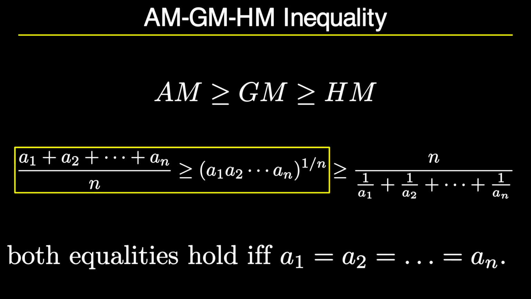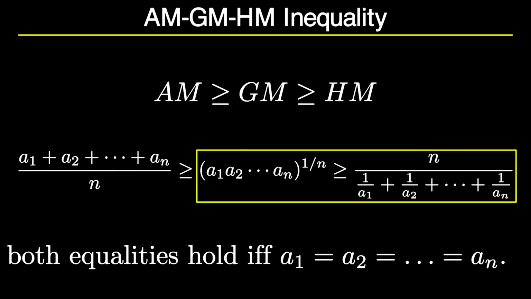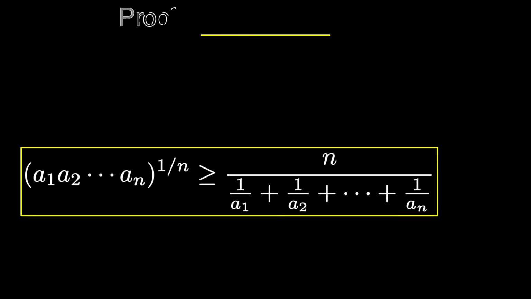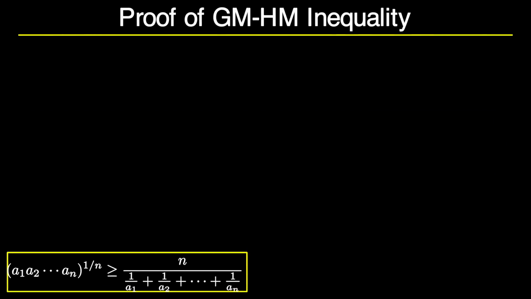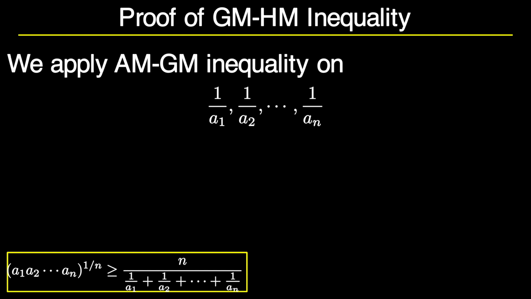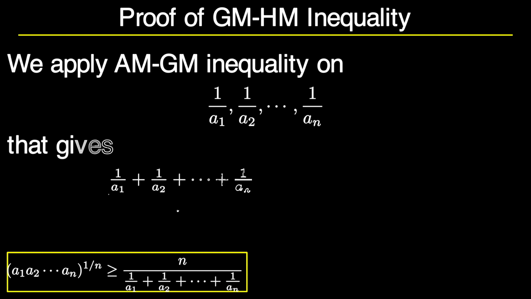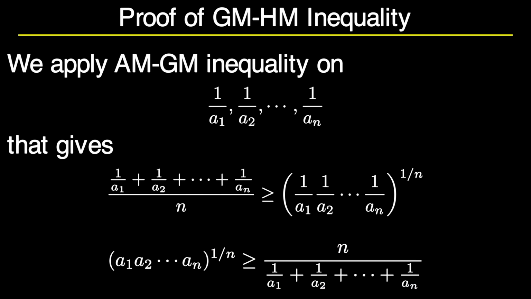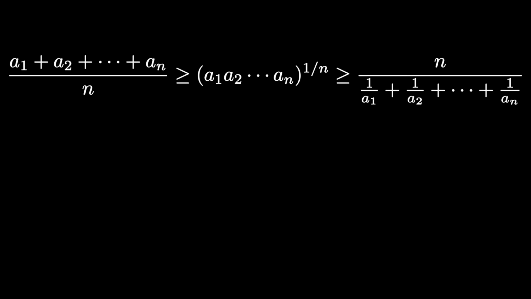We have already shared the proof of the first inequality, that is AM-GM inequality, in the previous videos. If we prove the second inequality that we call GM-HM inequality, then it will complete the proof of AM-GM-HM inequality. Interestingly, the GM-HM inequality is a direct application of AM-GM inequality. If we apply the AM-GM inequality on 1 over a1, 1 over a2 up to 1 over an, then we get this inequality. That is exactly what we wanted to prove. Thus we complete the proof of GM-HM inequality and hence of AM-GM-HM inequality.